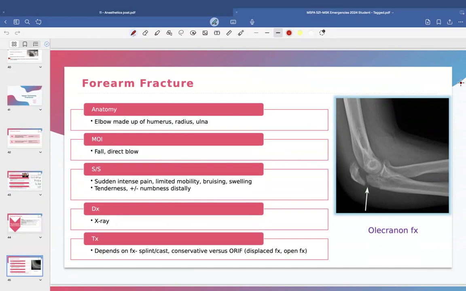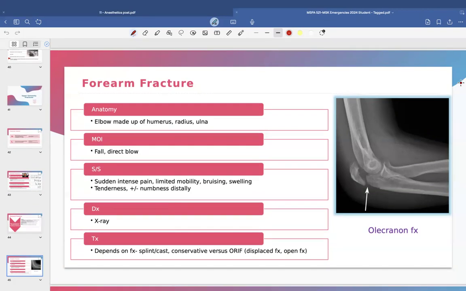Forearms. Your elbow is the formation of three bones coming together: your humerus, your radius, and your ulna. Forearm fractures are usually from a fall or a direct blow. Say you're fencing or fighting somebody and get a blow straight to your arm. They'll give you that description of their injury as happening suddenly. I've now got a ton of bruising and swelling, numbness in my fingers, things like that. Get an X-ray. You might need to splint or cast them. Consult if there's any displacement or if anything is sticking through the skin.